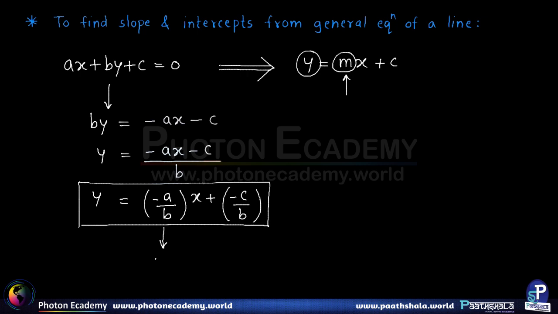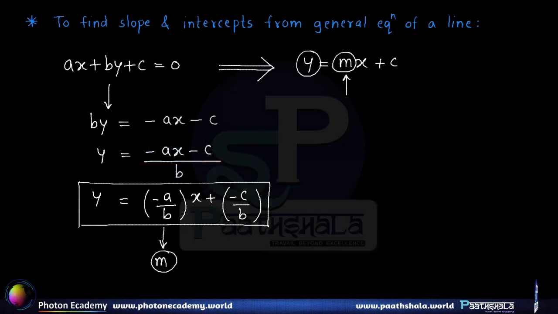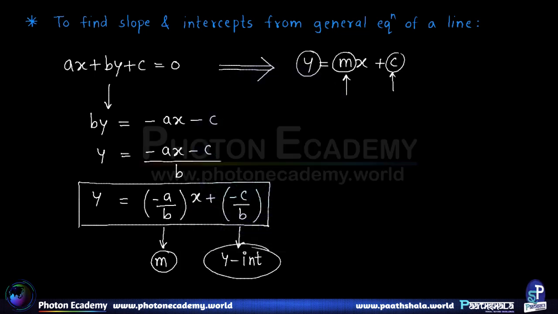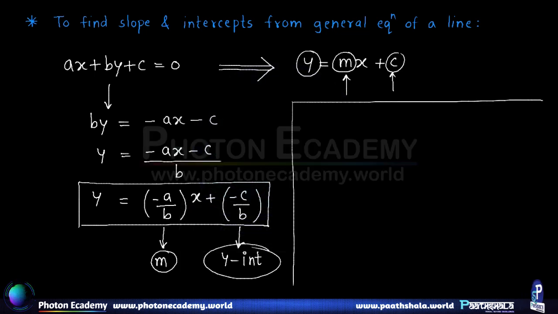Now we have written the equation of the line in slope intercept form. So clearly minus a by b becomes the slope of the line, and minus c by b, which represents the c in the slope intercept form, indicates the y intercept of the line. So here we have got the slope as well as the y intercept. Now suppose we have to find the x intercept also, right? That we have not found out yet. We found only the y intercept.